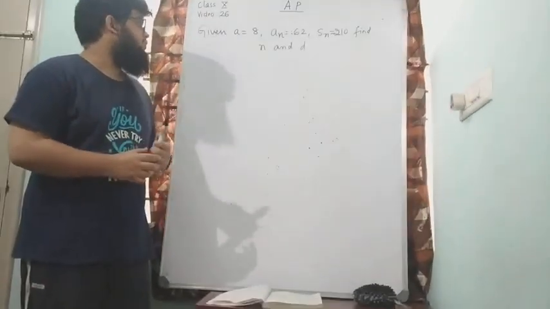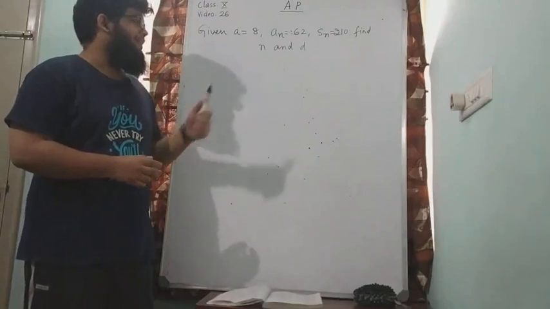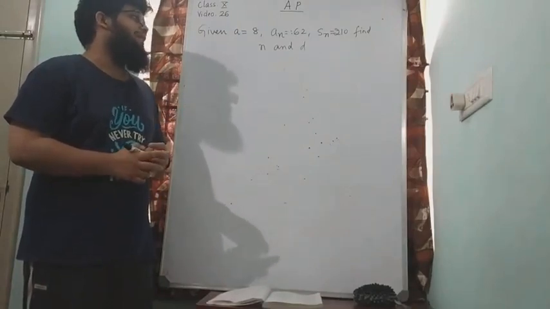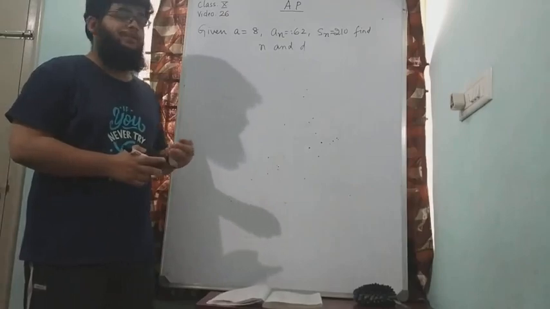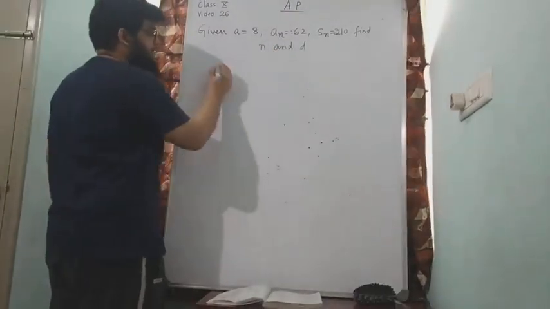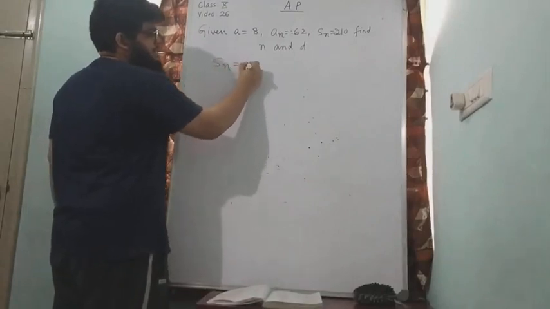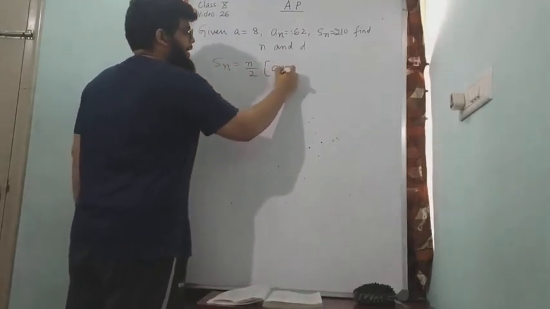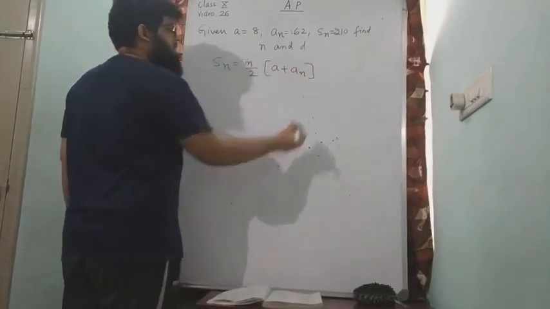The given question here on the board is the value of A is 8, the value of AN is 62, the value of SN is 210. You should find out two values, which is N and D. So now because I have AN directly given here, I can make use of this formula. SN is equal to N by 2 into A plus AN. I can make use of this formula.